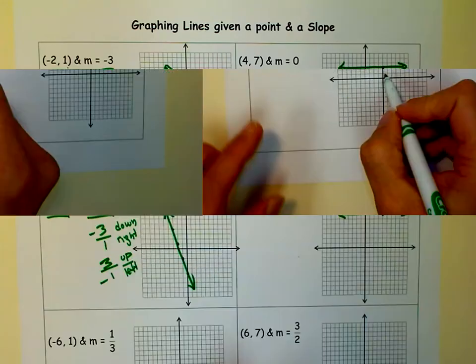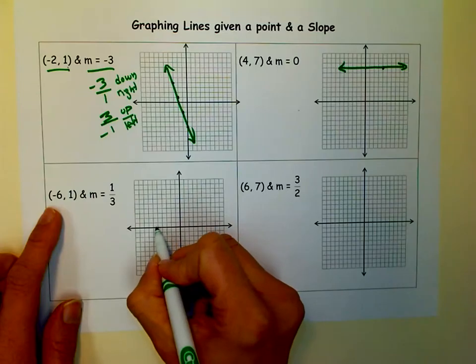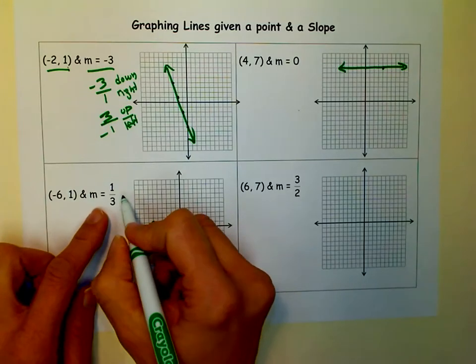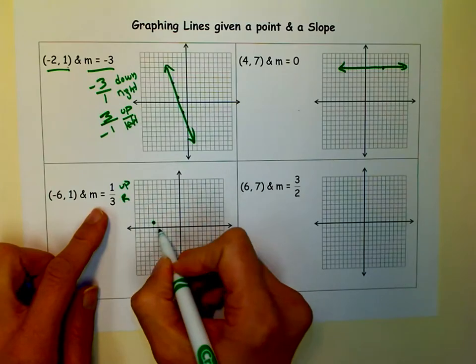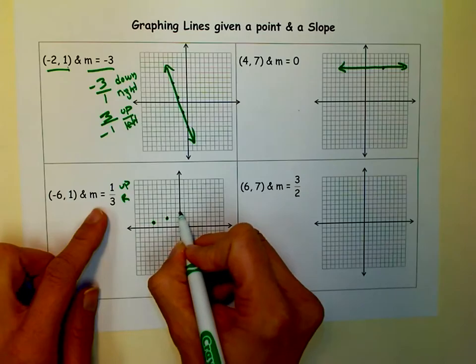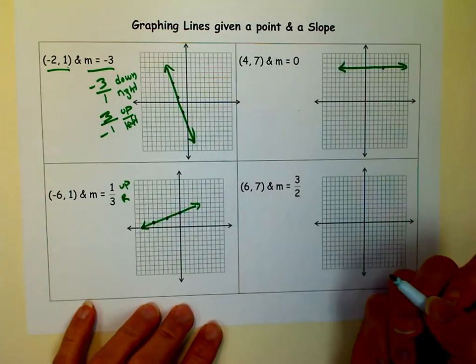Okay, the next one. First, we graph our point. 1, 2, 3, 4, 5, 6, and up 1. And my slope is 1/3, so I'm going to go up and right. So up 1, right 3. Up 1, right 3, and I'm going to connect the dots, and I have graphed that line.